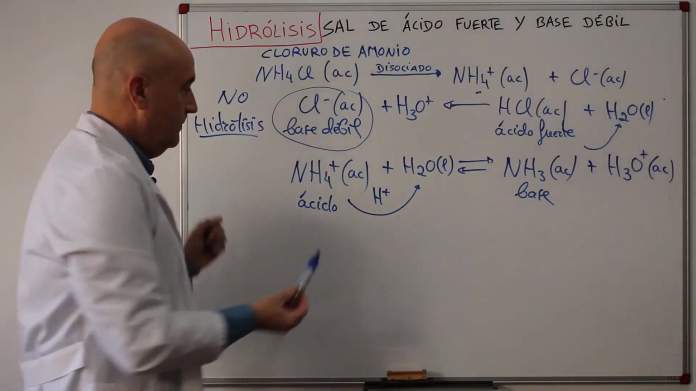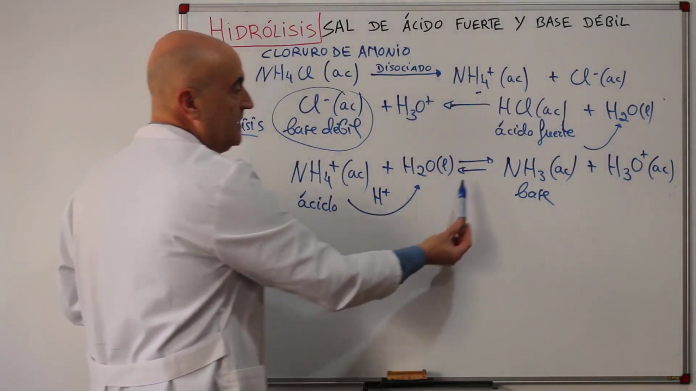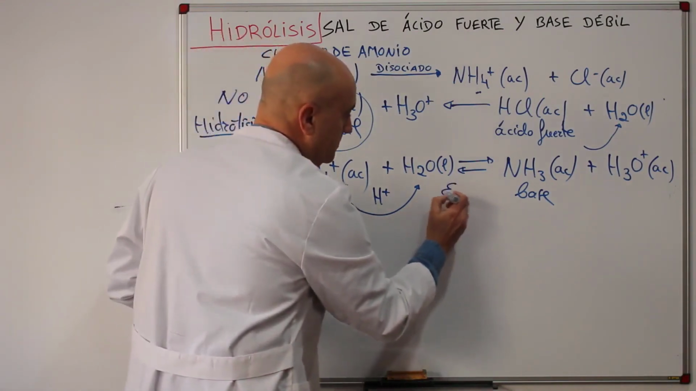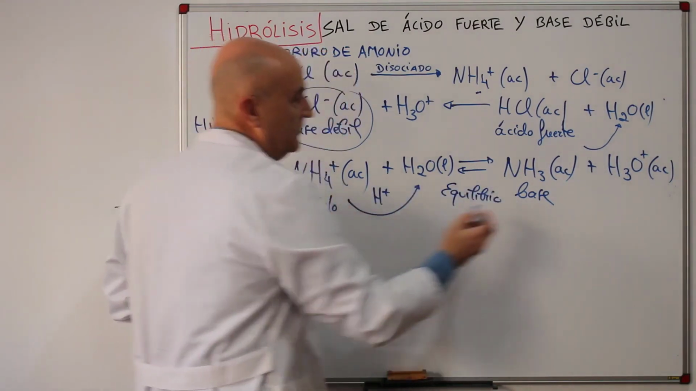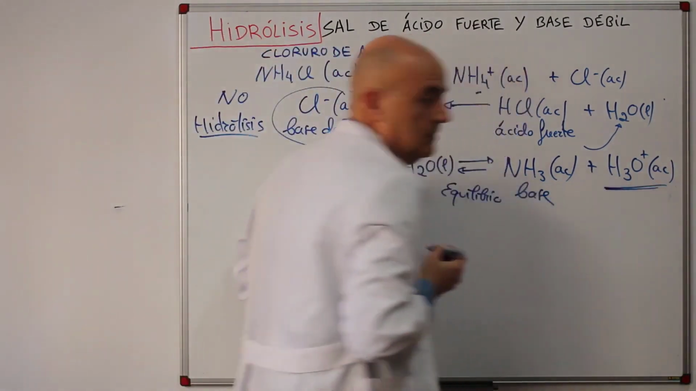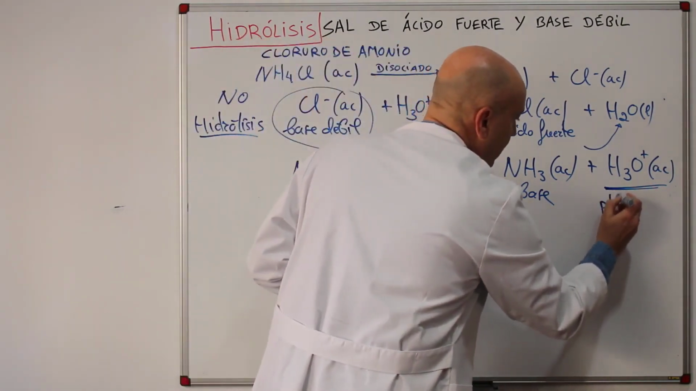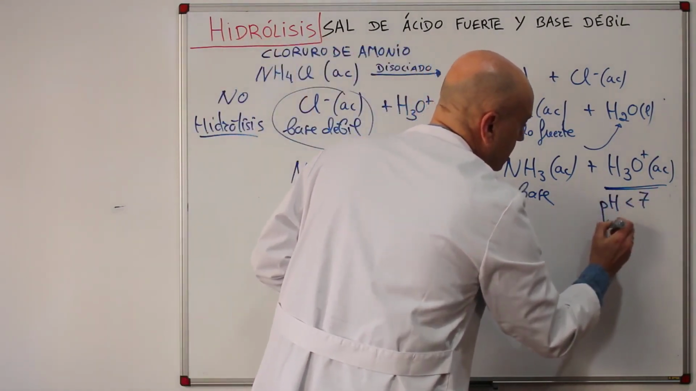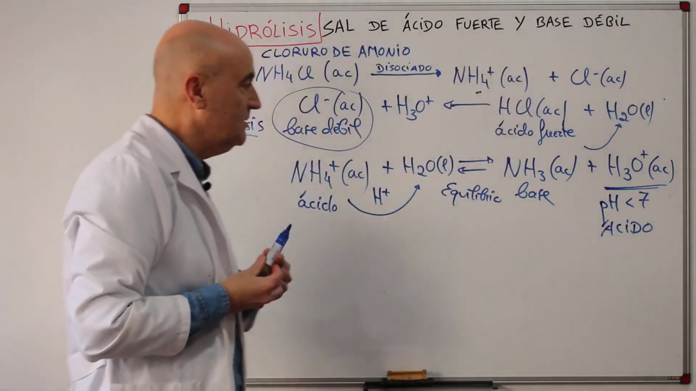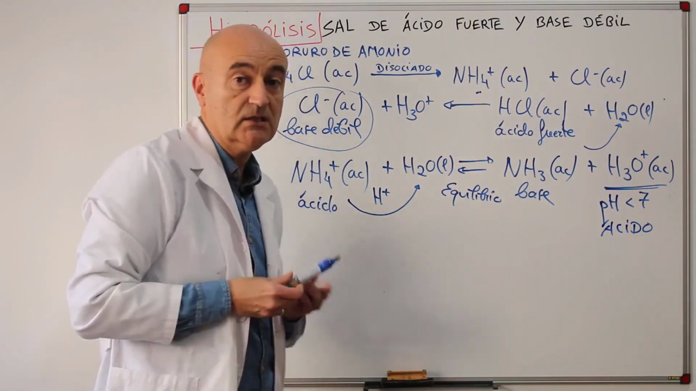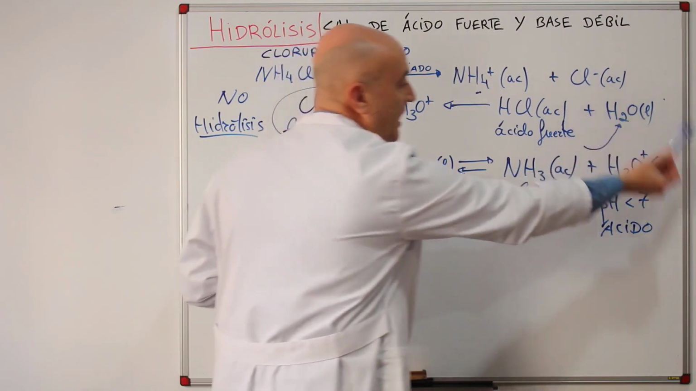Because of this ammonia reacting with water, here I have an equilibrium. Therefore, I will have the presence of protons in aqueous solution, and therefore a pH lower than 7, which is an acidic pH. How much lower than 7 will the pH be? It depends on how far the equilibrium constant is shifted to the right.